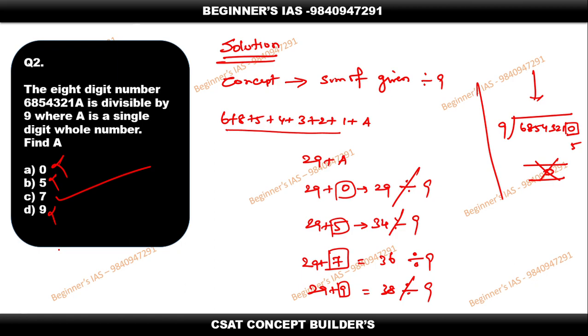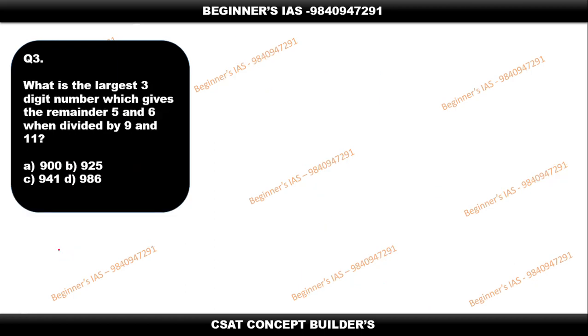So let us move on with question number 3. What is the largest 3-digit number which gives you the remainder 5 and 6 when divided by 9 and 11? So what is the 3-digit number? All the options are 3-digit numbers, but the only thing you need to do is simple. Divide by 9 and divide by 11. So what is the concept?